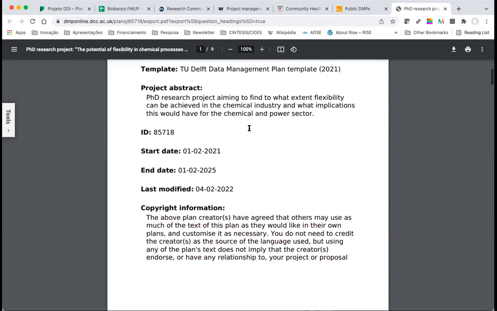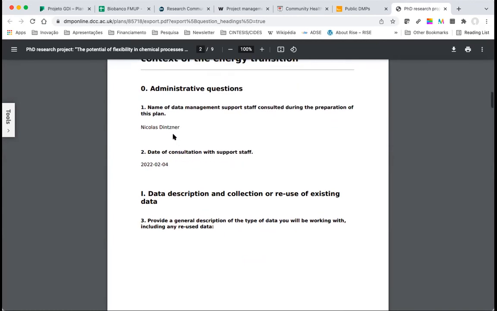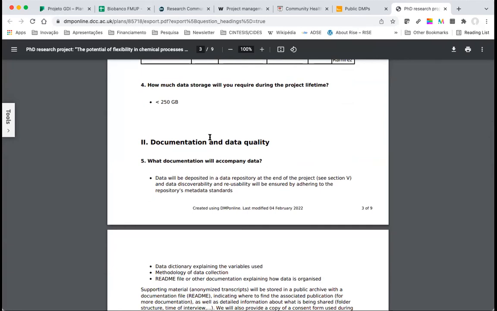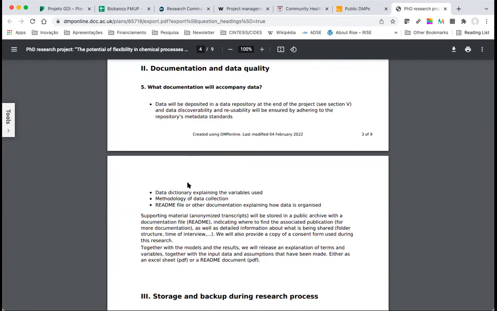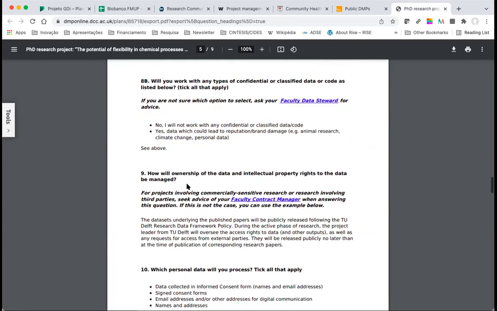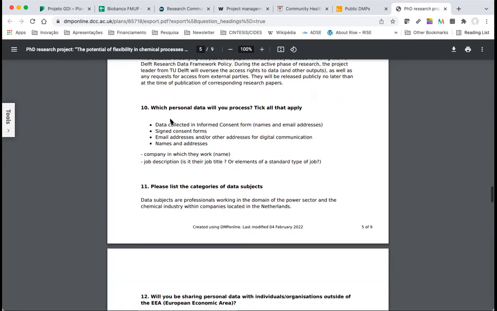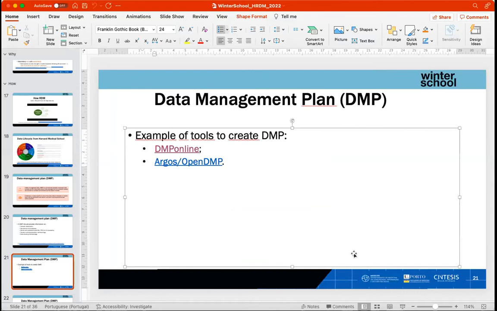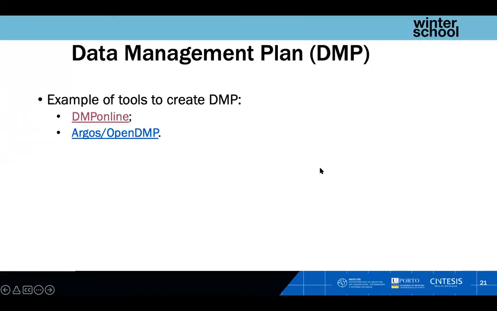Who created it, where it's from, when it started, the person, the type of data that is going to be produced in terms of the PhD, how it will be collected, what's the purpose, where it is locally stored, who can have access to the data, how much storage space, what kind of documentation will come with it. So you have a gist of what a DMP is and how it can be produced, and how it basically states in a document the kind of information that is going to be produced.